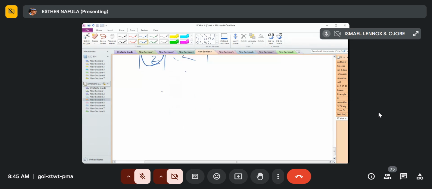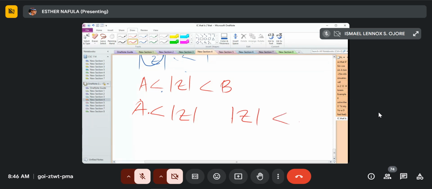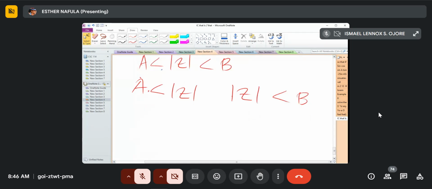You can be given an interval. You'll be told, let's say, a is less than modulus of z is less than b. If you have to expand a given function in a Laurent series about an interval, you split the interval into 2. So the first part you'll have a less than modulus of z. Then you have modulus of z less than b. So you are having 2 conditions. You need both to be less than 1.